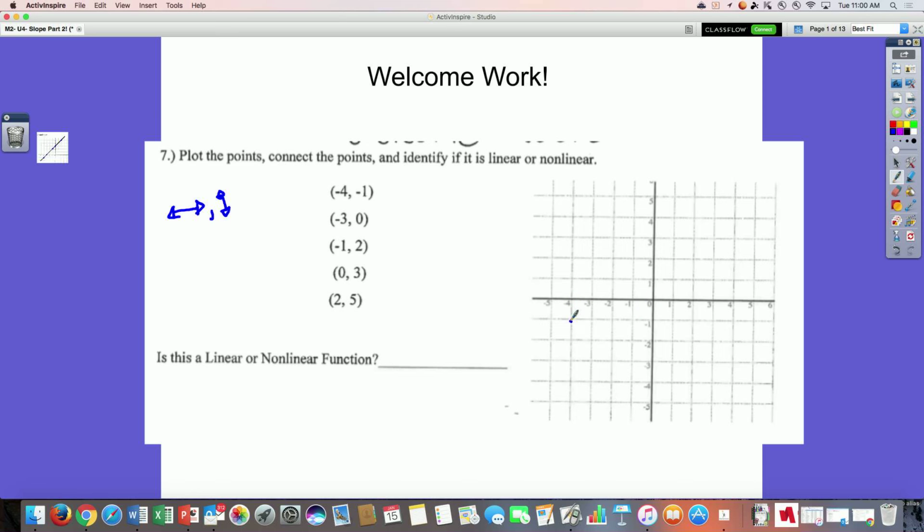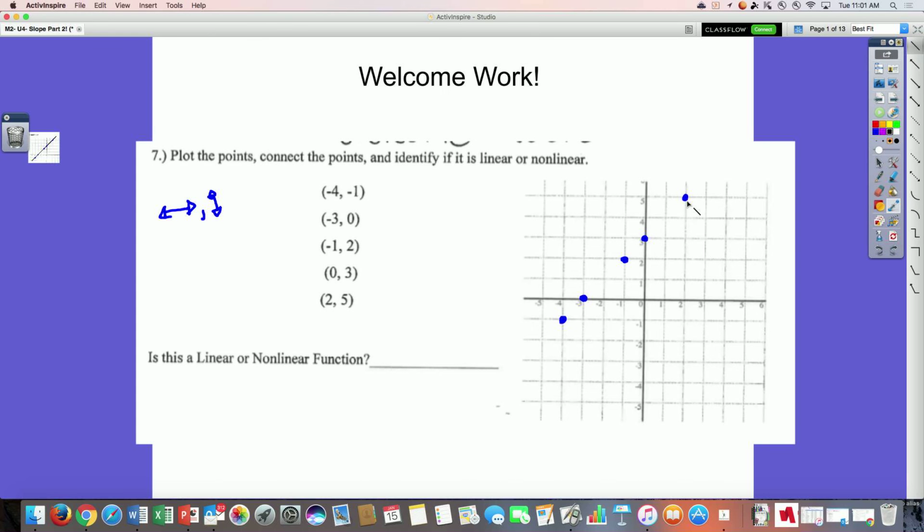-4, -1. -3, 0. -1, 2. 0, 3. 2, 5. And then I got to draw a line and connect those dots. Of course, I'm a little bit off here. There we go. All right.